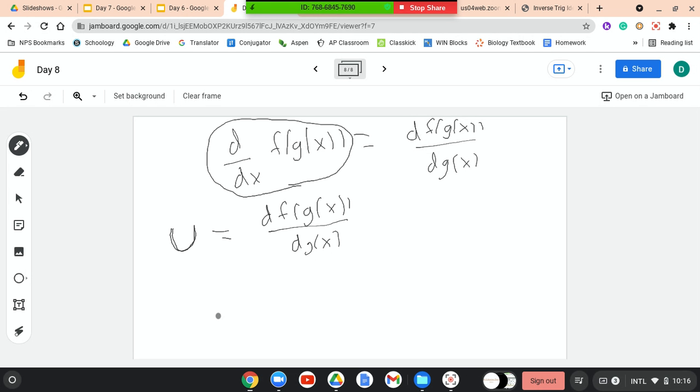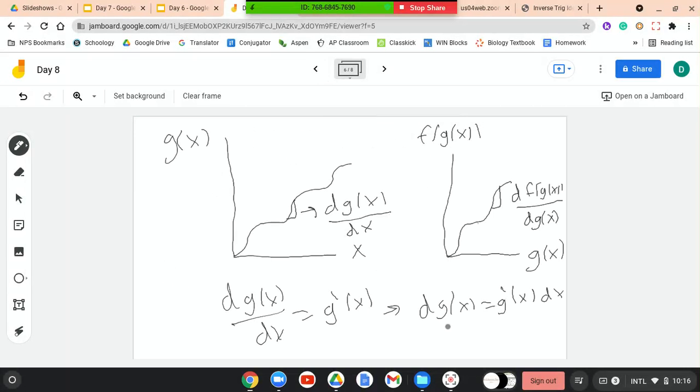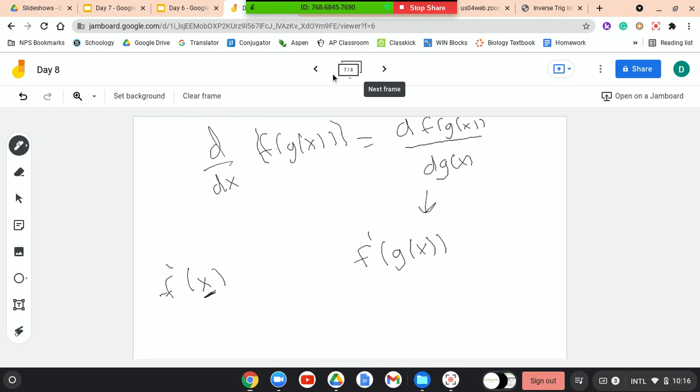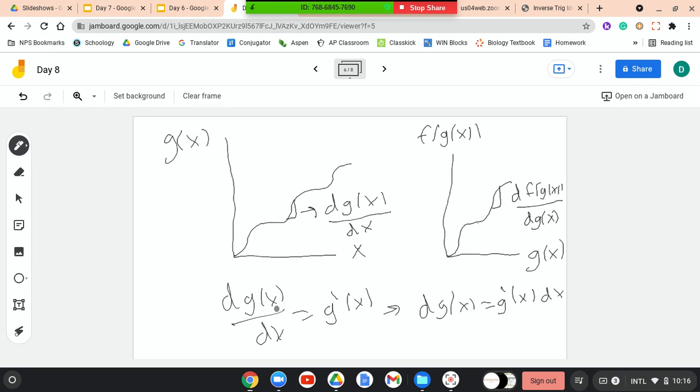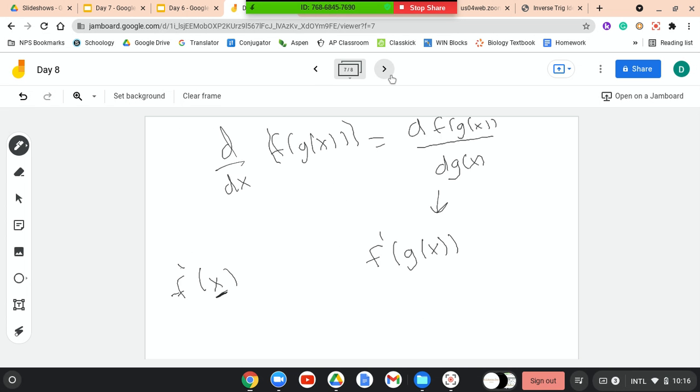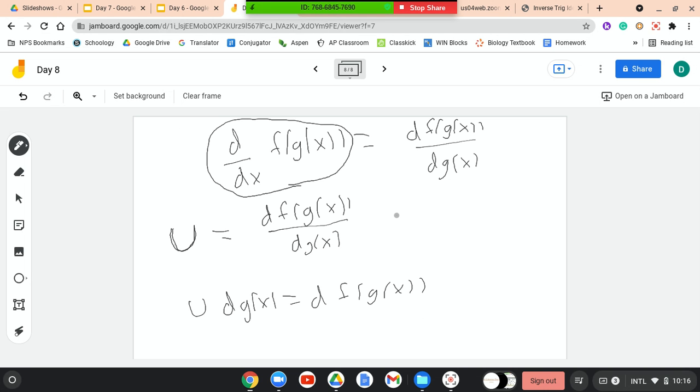So I'm going to multiply both sides by dg of x. u dg of x equals df of g of x. But remember from our previous slide, we said that dg of x is g prime of x times dx. Because we know the derivative of g with respect to x is this, so if we multiply both sides by dx, we get dg of x equals g prime of x times dx. Cool. Yep. So let me just replace dg of x with that.